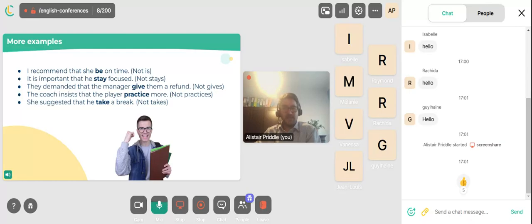The coach insists that the player practice more, not practices. She suggested that he take a break, not takes. So: that he take a break, that she be on time, that he stay focused, that the manager give them a refund, that the player practice more, that he take a break.